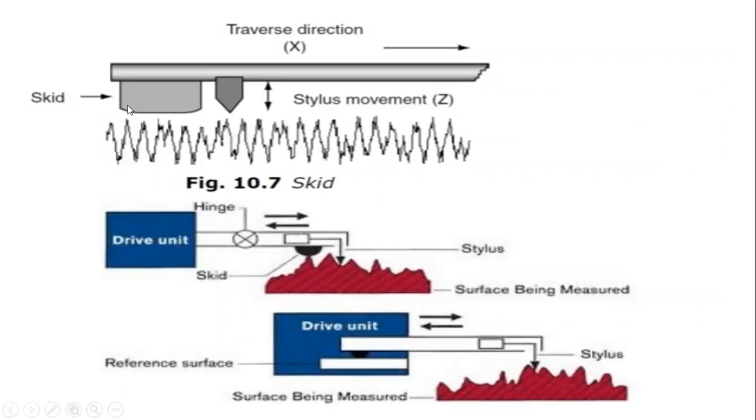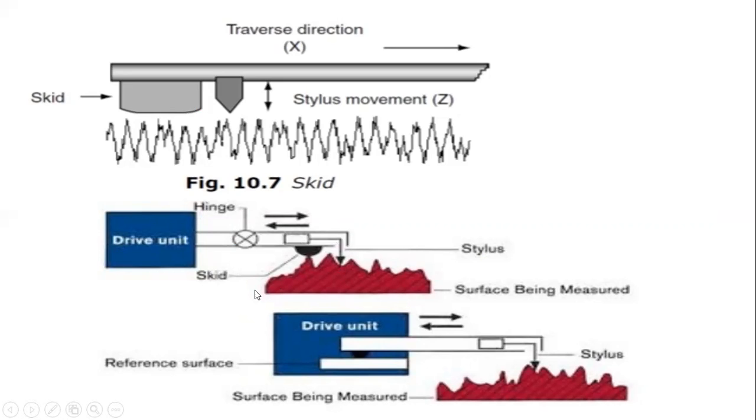So this is the skid, and this is the stylus, which is attached to the form of the skid as a support base. This is in the transverse direction, that is the x direction, but the stylus moves in the z direction only. So this is the surface roughness values of the skid. This is the drive unit, and this drive unit is attached to a hinge in which the skid is attached to the hinge and a stylus is attached to the skid.